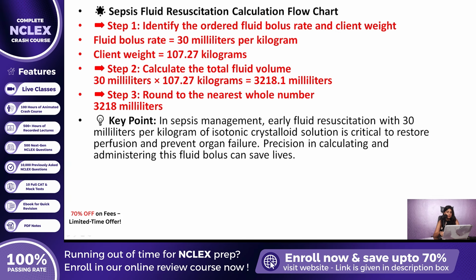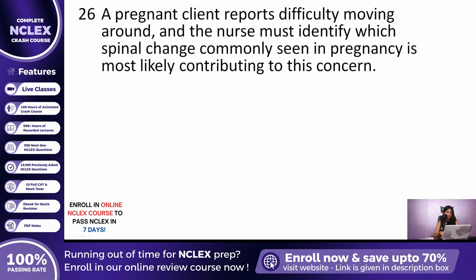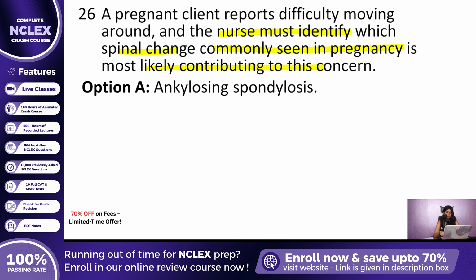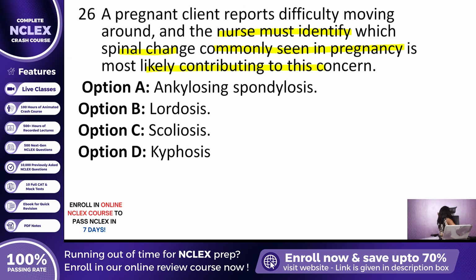Question 26. Moving on, let us consider a scenario involving pregnancy-related musculoskeletal changes. A pregnant client reports difficulty moving around, and the nurse must identify which spinal change commonly seen in pregnancy is most likely contributing to this concern. The options are Option A, ankylosing spondylosis. Option B, lordosis. Option C, scoliosis. Option D, kyphosis. The correct answer is Option B, lordosis.